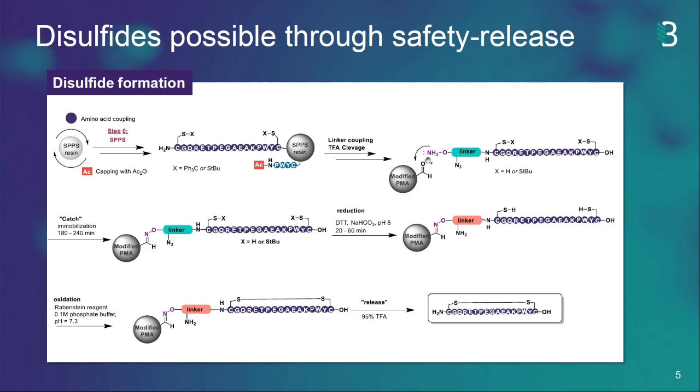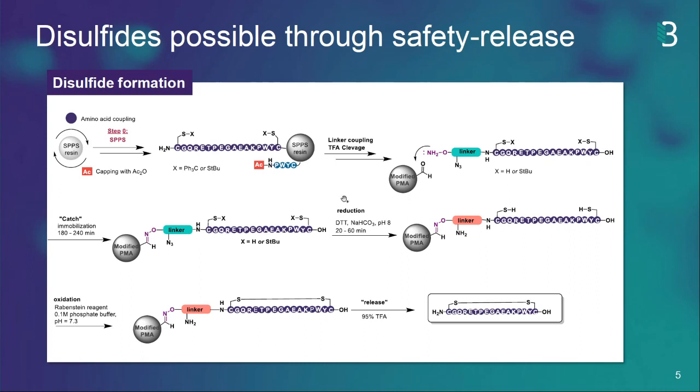Then the linker-coupled peptide is immobilized on modified PMA beads and then reduced using DTT in the presence of basic conditions, where the aryl azide core is reduced to an aryl amine core. Still, this linker-coupled peptide remains intact on the modified PMA beads. This gives us a clear window to perform a disulfide oxidation reaction such as disulfide formation.